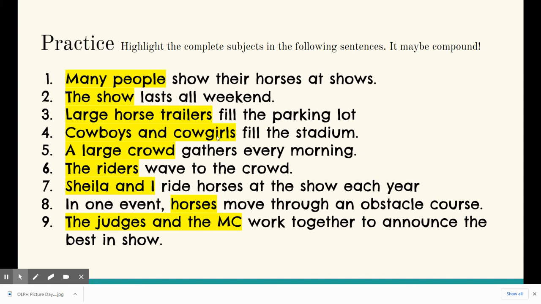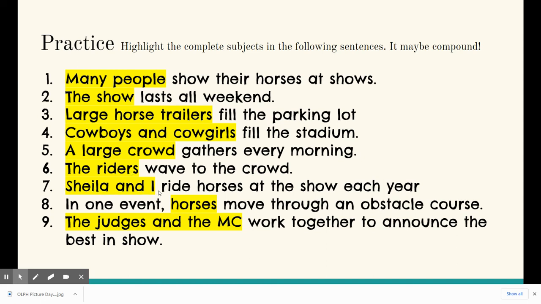Cowboys and cowgirls fill the stadium. We have a compound subject here. Both cowboys and cowgirls are doing the action of filling the stadium. A large crowd gathers every morning. Who's doing the action of gathering? A large crowd. So that's our subject. The riders wave to the crowd. Who's doing the action of waving? The riders. So that's our subject.